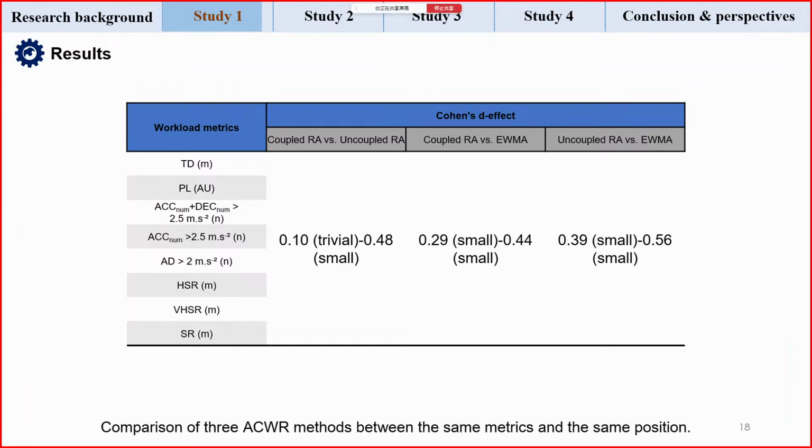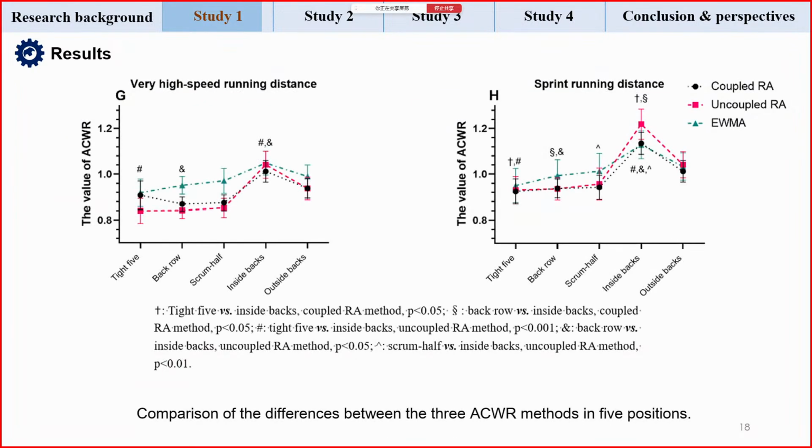When comparing the differences among 3 models, although the p-value was less than 0.05 at times, the effect size was only trivial or small, suggesting that the actual impact may be negligible or not particularly significant. For very high-speed running, inside backs had higher uncoupled rolling average ACWR than Type 5 and back row. And for sprint running distance, inside backs, both coupled and uncoupled rolling average ACWR outperformed Type 5 and back row, with uncoupled rolling average ACWR also surpassing the scrum half.